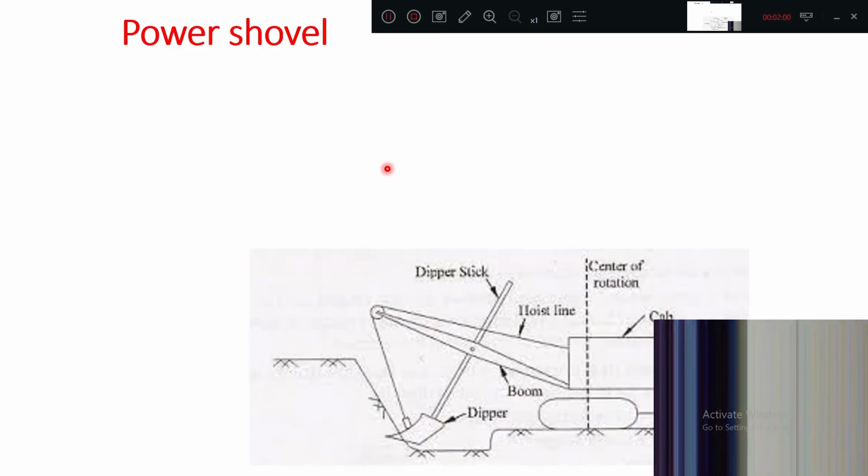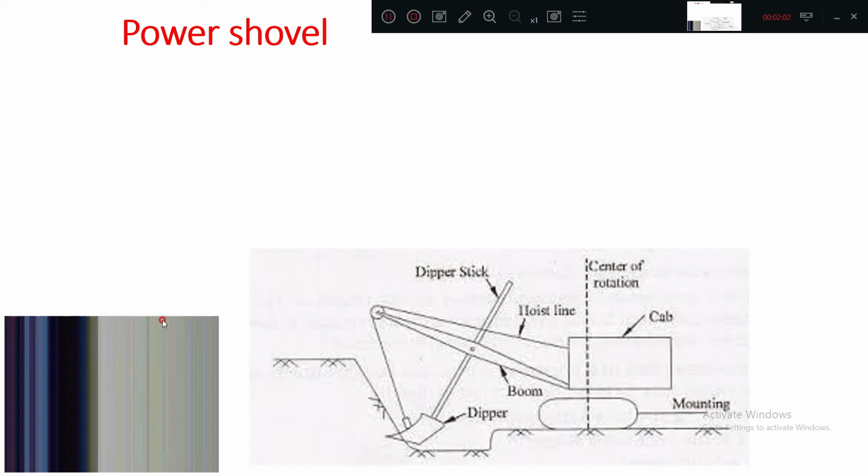Okay, this is an example for power shovel. The equipment name is power shovel. Means what? If you see this diagram, wherever the red cursor is there, this portion appears as a shovel, a small shovel. Do you remember? Okay, small shovel. Power shovel means it is given a hydraulic power.